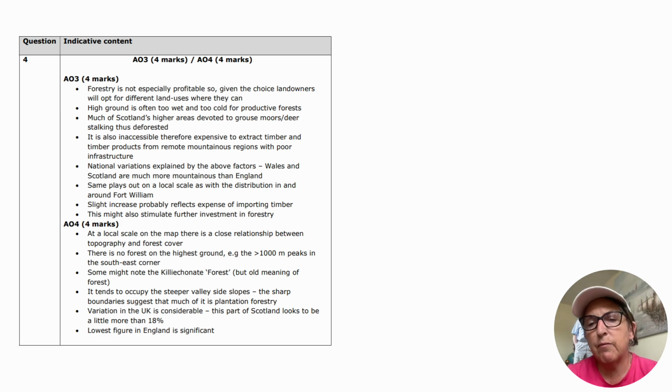Now then, my last piece of advice for the 8 markers is, how do you finish an 8 marker? You finish it with a paragraph that starts overall, and then you decide what factor is the most important and just summarize it. Overall, the most important reason or the most significant reason is relief, because woodland will not grow at higher altitudes. That's it. But you must get that final evaluation in. I hope that helped you not be quite so scared of those 8 markers.